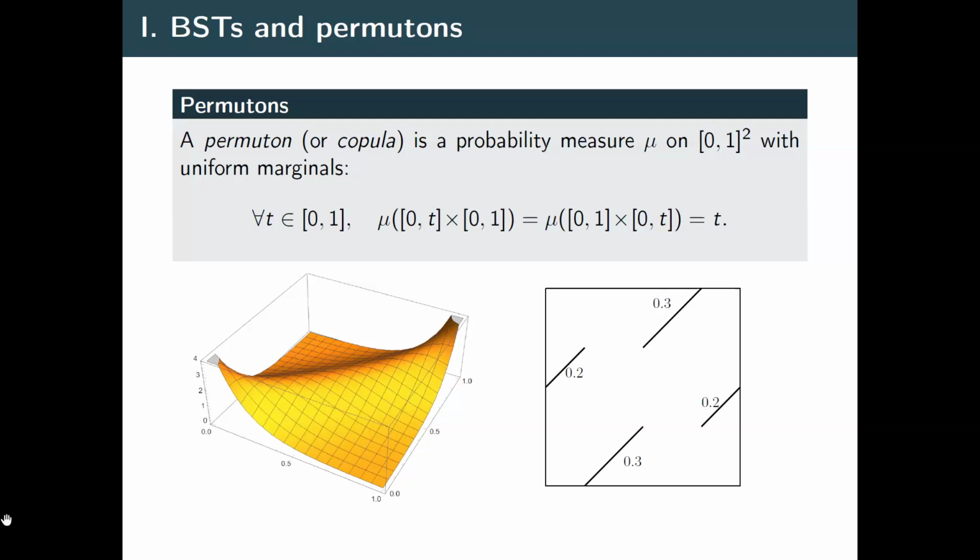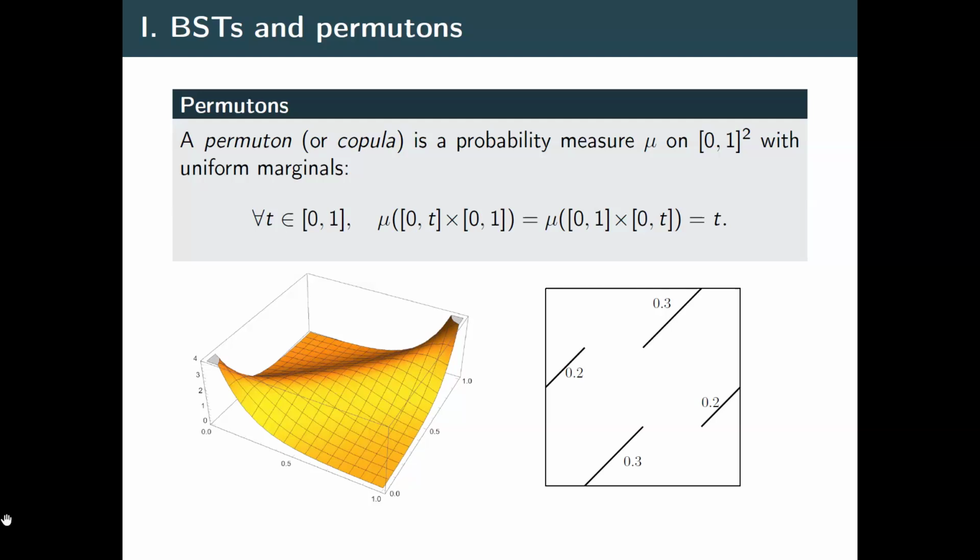For example, the Lebesgue measure on the unit square is a permuton. It's the simplest one. Now you can also find permutons with nice smooth density with respect to the Lebesgue measure, like the one on the left. And you can also find permutons with no density, like the one on the right. And these two permutons will have very different properties. And here I'm rather interested in the permutons that look like the density on the left. Now that's just the formal definition of a permuton, and you may wonder why that's an interesting definition.